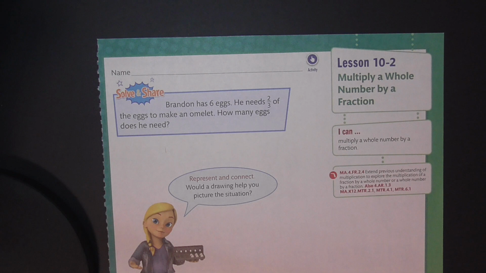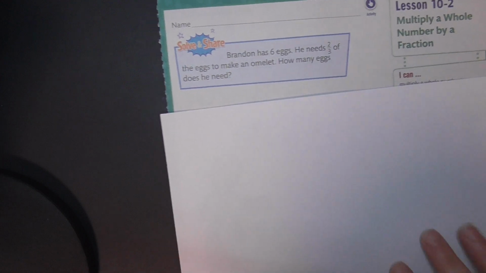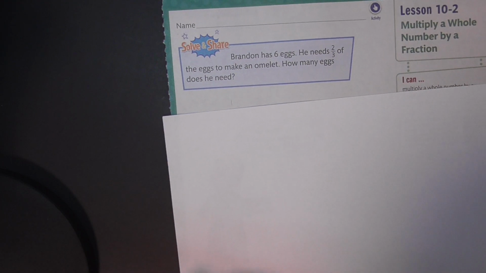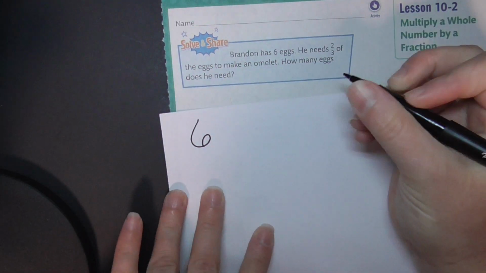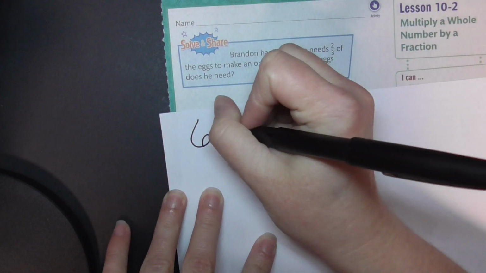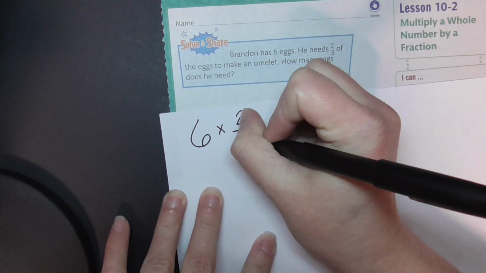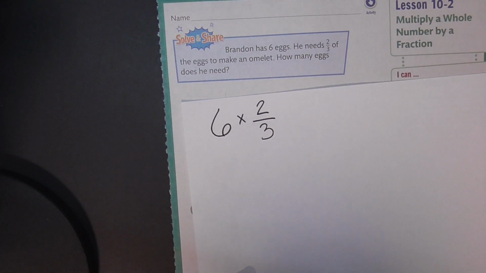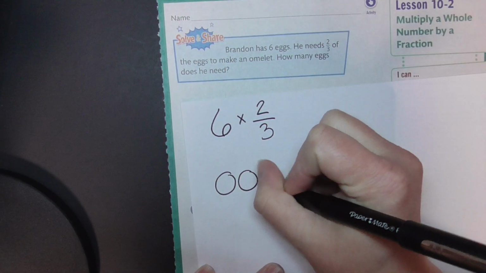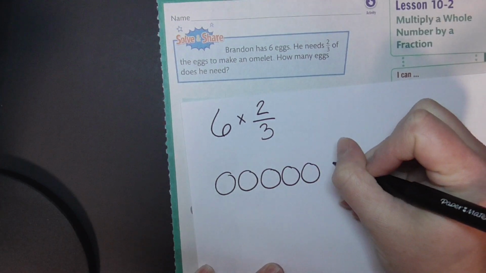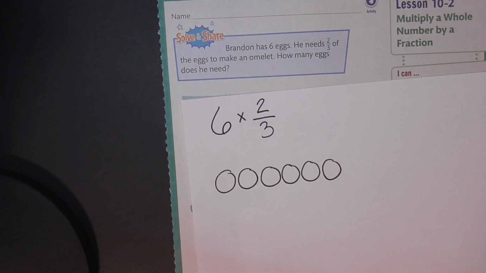So I'm going to get a piece of paper because we're going to use a model or a picture to figure this out. So we have 6 eggs. And we're going to multiply that by 2/3. So in our model, we're going to have our 6 eggs. 1, 2, 3, 4, 5, 6. And now I'm going to show you a little trick.